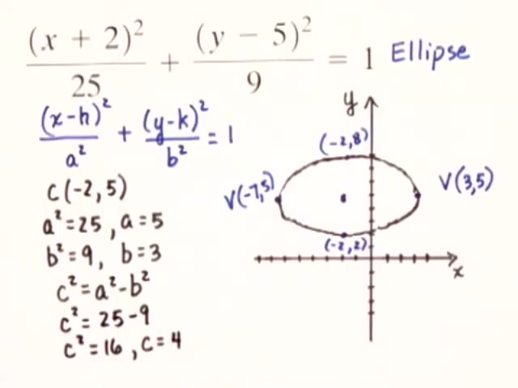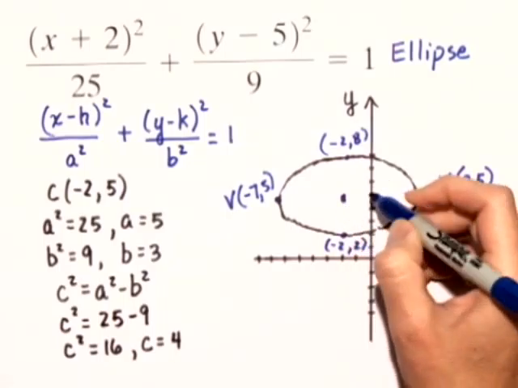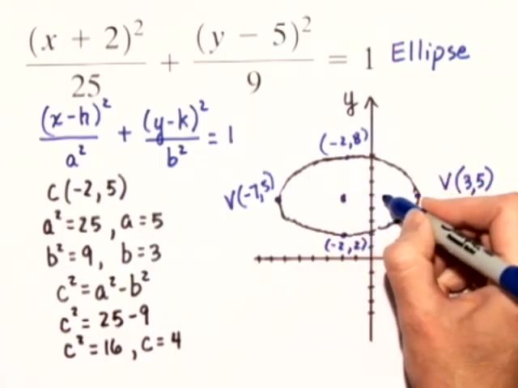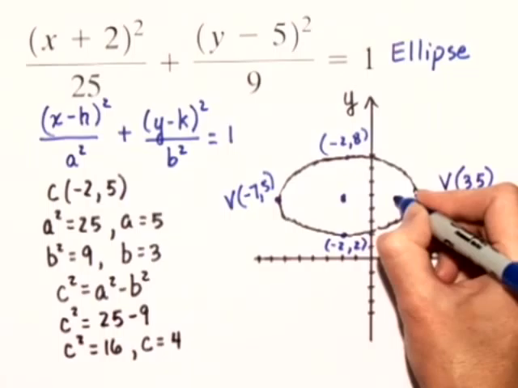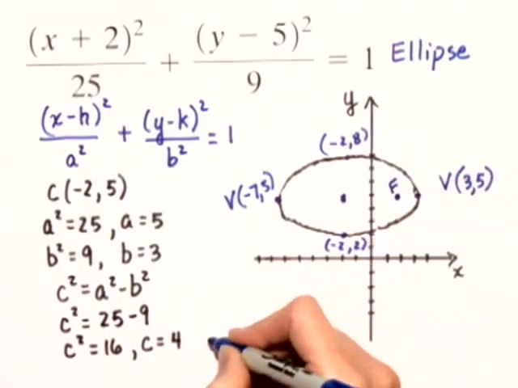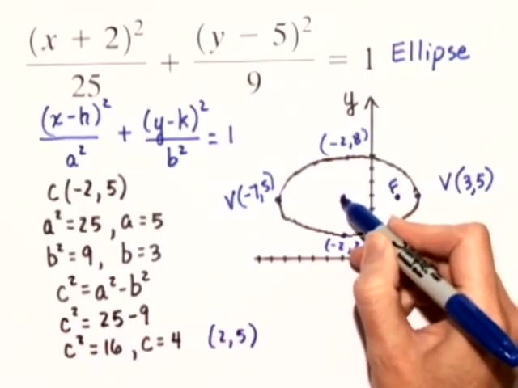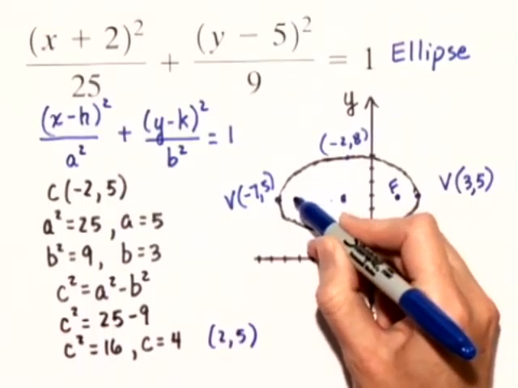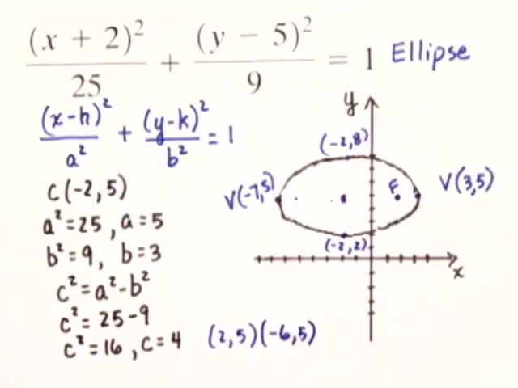So from the center, we'll go 4 units to the right to get 1 focus. So 1, 2, 3, 4. So we have 1 focus located right here at the point 2, 5, and we'll also go 4 units to the left. 1, 2, 3, 4. We have our second focus located at -6, 5. So this is a graph of the ellipse with the center, the foci, and the vertices.